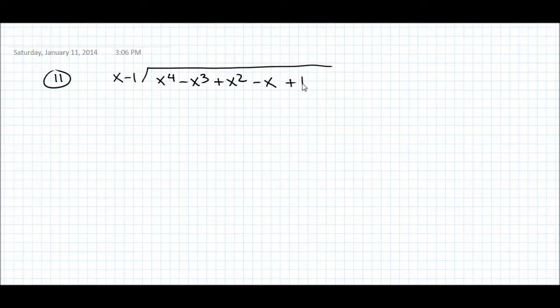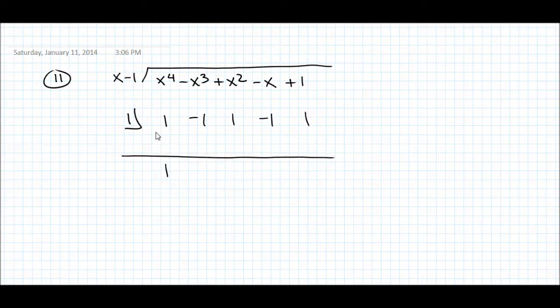Okay, so let's drop our coefficient. Change that to positive, so that'd be positive 1. We're going to drop our coefficients 1, negative 1, 1, negative 1, 1. So we drop the first one down. 1 times 1 is 1. Negative 1 plus 1 is 0. 0 times 1 is 0. You sum those, it'd be 1. 1 times 1 is 1. That'd be 0. 0 times 1 is 0. So you're going to have a remainder of 1.